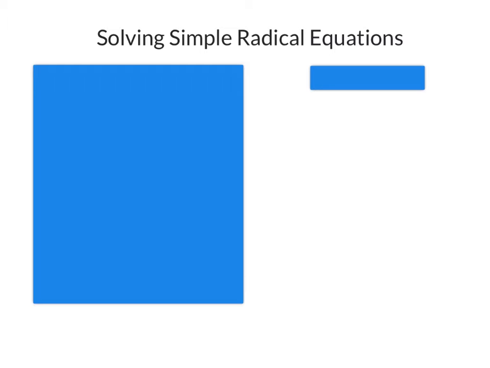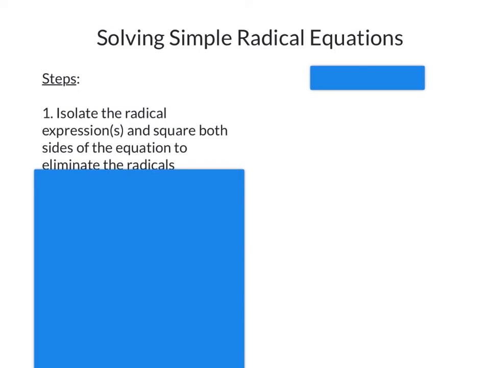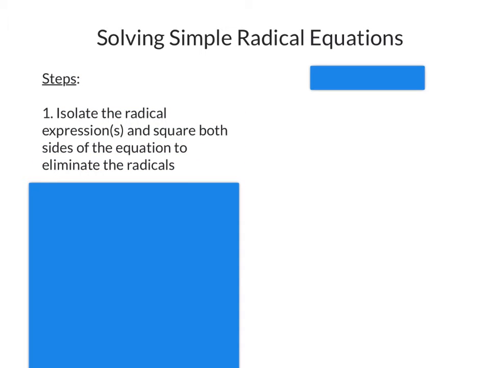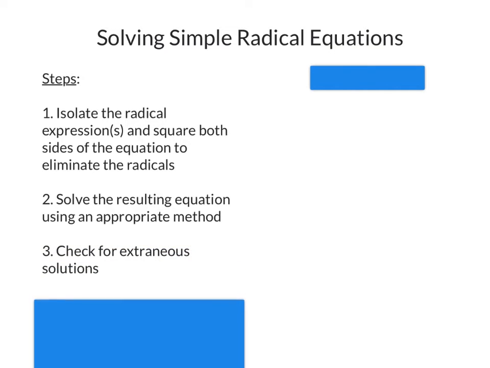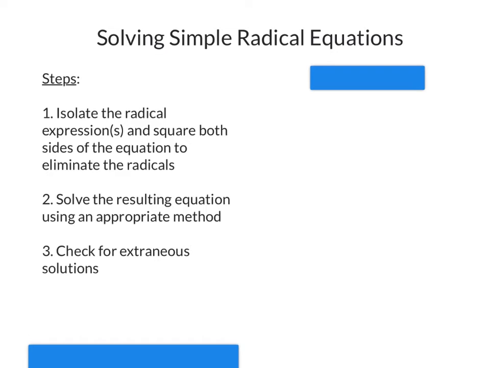Today we are going to learn how to solve simple radical equations. We are going to do this using 3 simple steps. Step 1 is to isolate the radical expression or expressions and square both sides of the equation to eliminate the radicals. Step 2 is to solve the resulting equation using an appropriate method. And step 3 is to check for extraneous solutions.